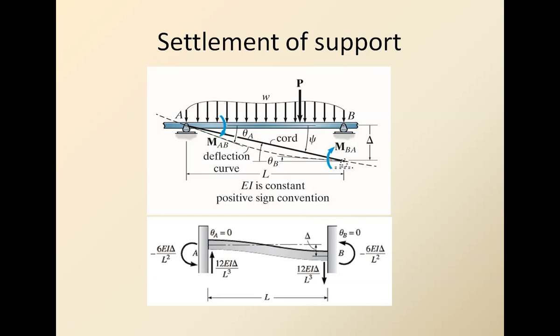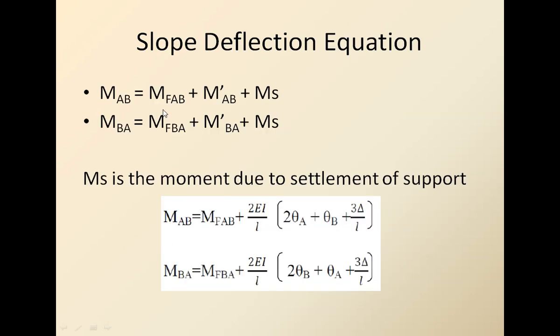Now the slope deflection equation becomes final end moment MAB, which is equal to MFAB plus M dash AB, that is due to applied load, then MS, that is the moment due to settlement of support. Similarly, at the other end also we have to add the moment due to settlement of support. The moment due to settlement of support is 6EI delta by L squared.